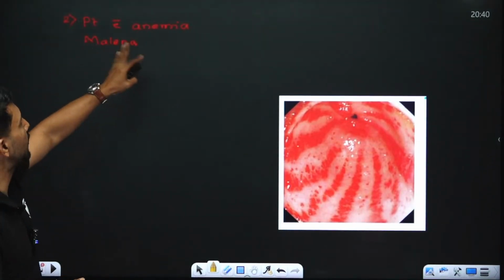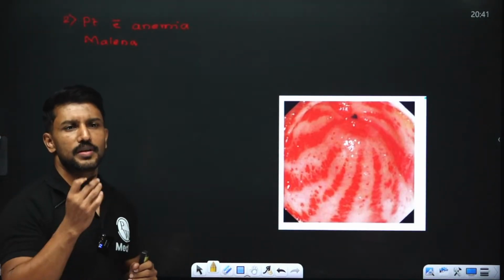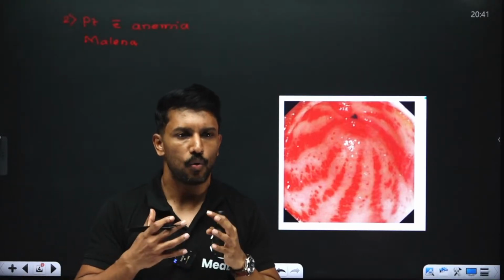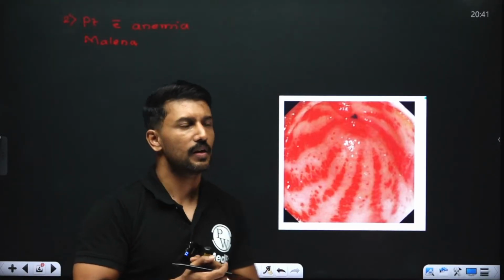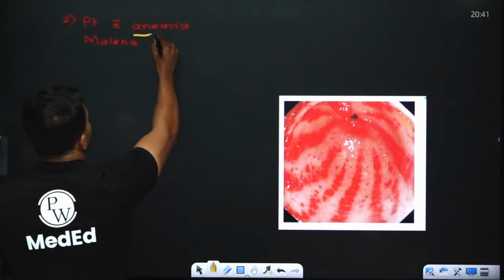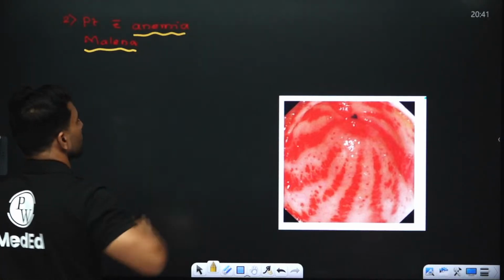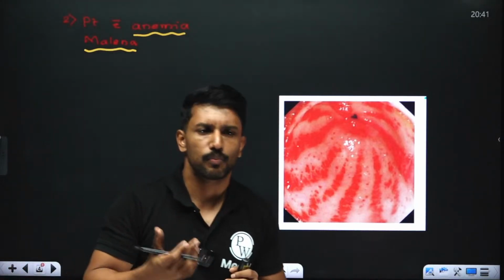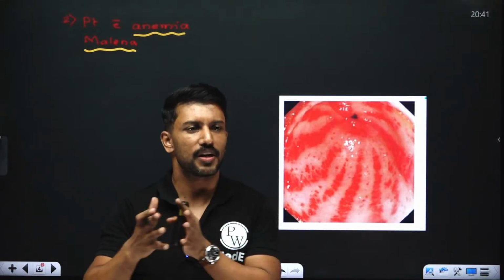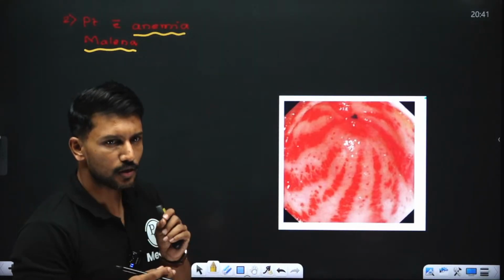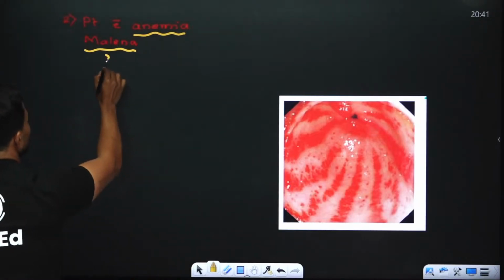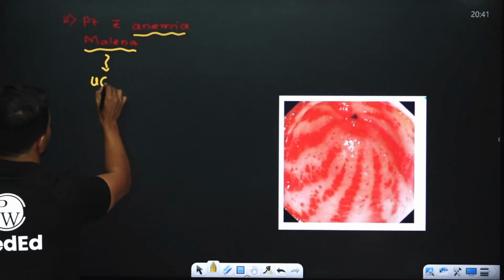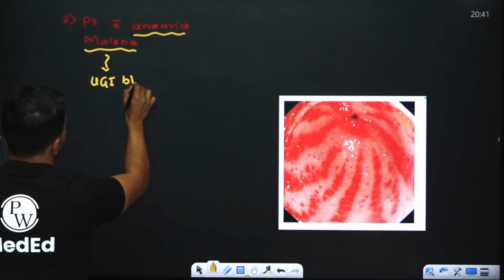The context is a patient with anemia and melena. So whenever there is a patient with anemia and melena, what comes to your mind? Anemia and melena. That means, of course, there is blood loss, right? Upper GI bleed. When there is melena, you have an upper GI bleed. So this melena is suggestive of an upper gastrointestinal tract bleed.